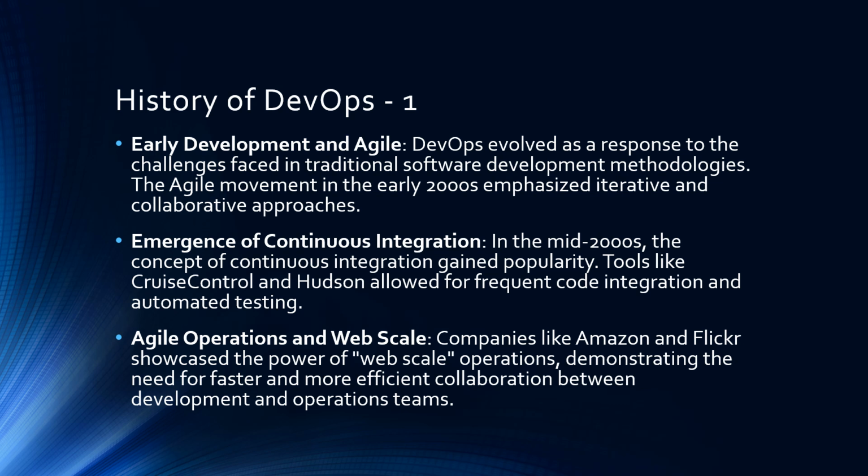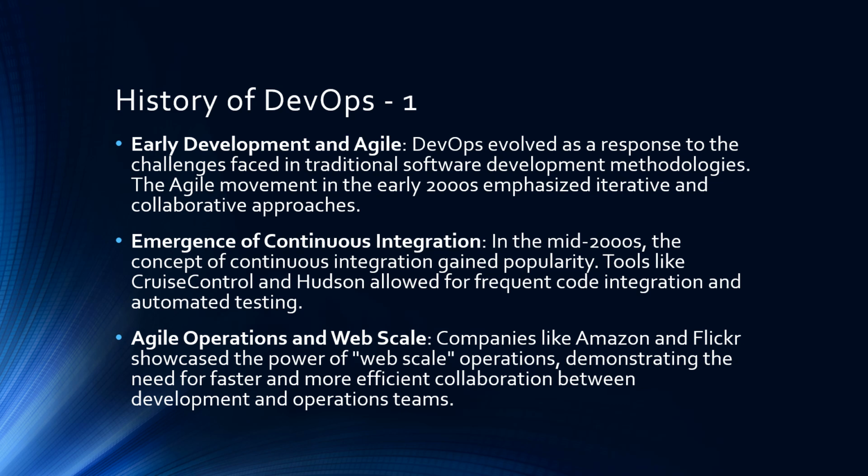While Agile dramatically improved software development processes, it initially focused primarily on development teams, leaving a gap in addressing operational concerns. Organizations found that while they could develop software more quickly, they still struggled with deployment and operations.